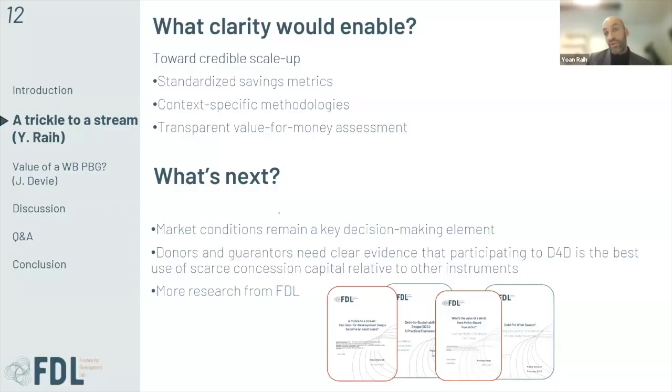And one we have actually already started, and I'm going to pass the mic to my colleague Jules, who has done some assessments on the value of those guarantees, the value of a publicly based guarantee in the context of the Côte d'Ivoire deal. Thank you all for listening.